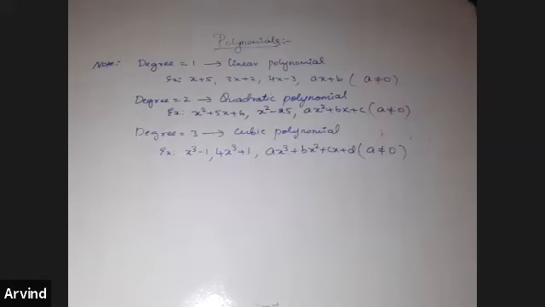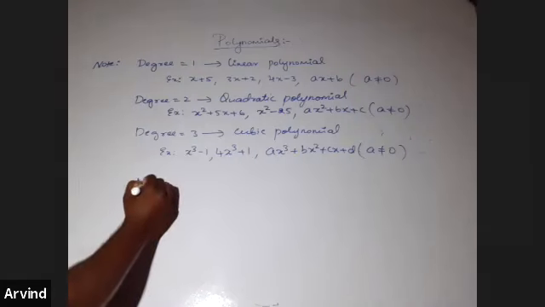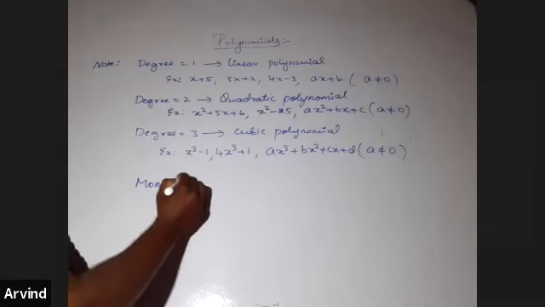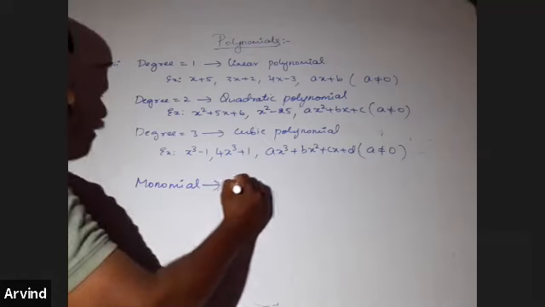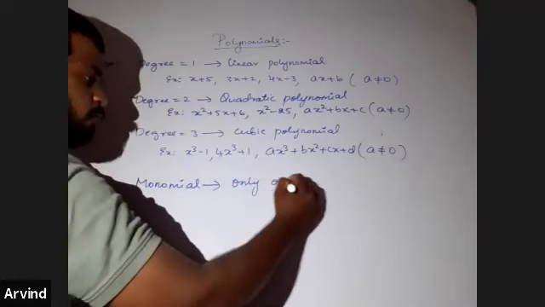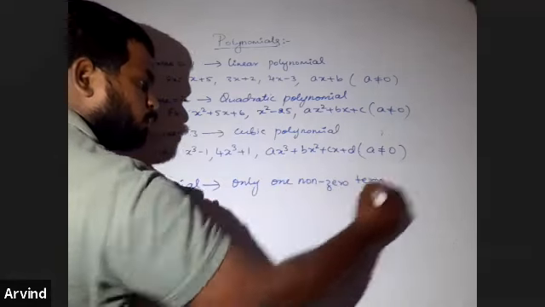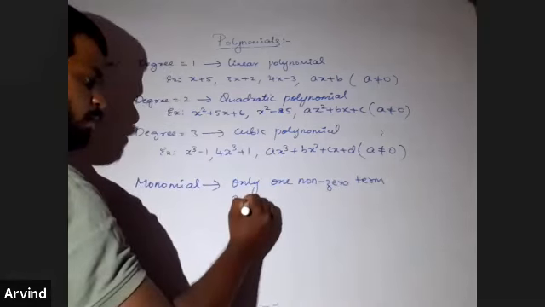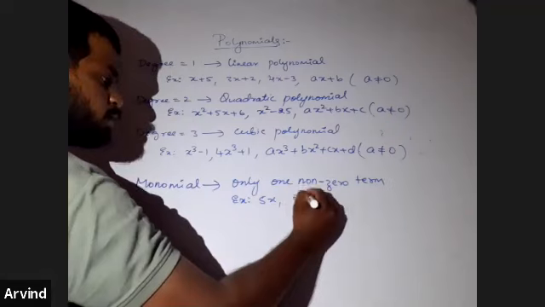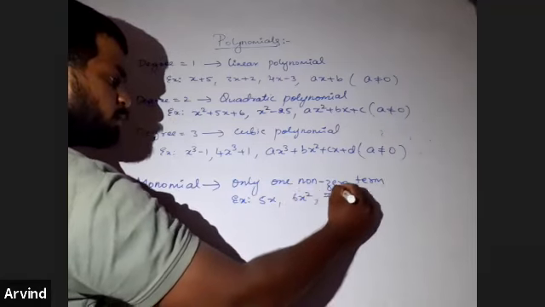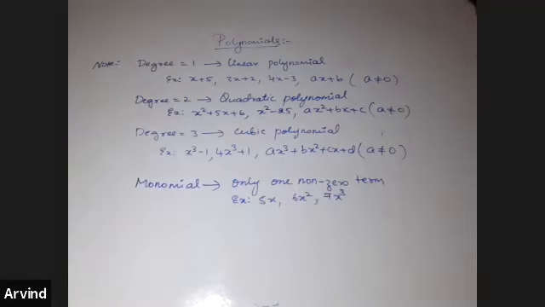Now based on the degree we have seen 3. Based on the number of terms, let's see. Monomial: only one non-zero term. Examples: 5x, 6x square, 7x cube, and so on. Let's take some negative also, minus 7x cube.